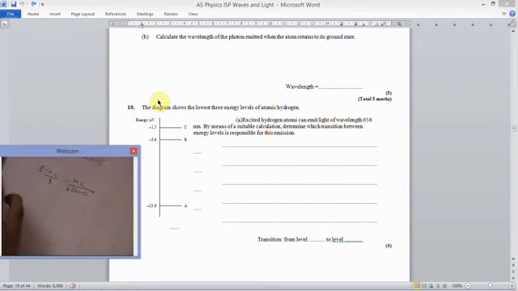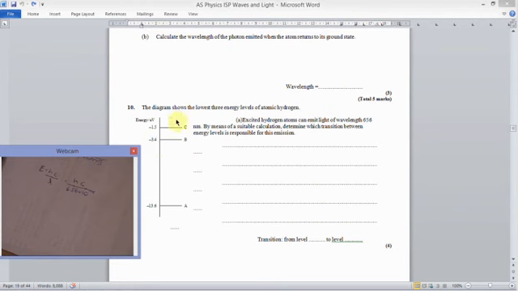So 6.63 times 10 to the minus 34 times 3 times 10 to the 8, divided by 656 times 10 to the minus 9. Okay, so there we have our amount of energy. We want it in electron volts, so I divide by 1.6 times 10 to the minus 19, so I can figure out a transition. So we're looking at a transition of about 1.9. The only transition that is 1.9 is from level B to level C, or from level minus 1.5 to minus 3.4. Now we need to figure out which direction it's going.